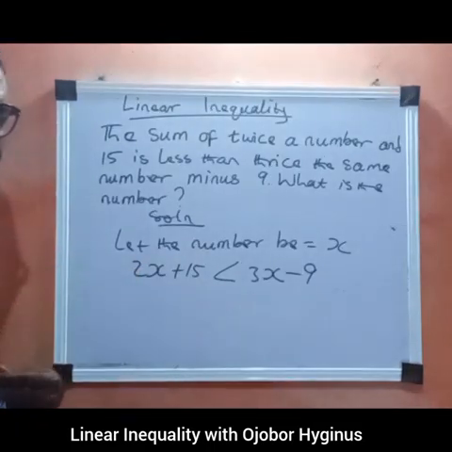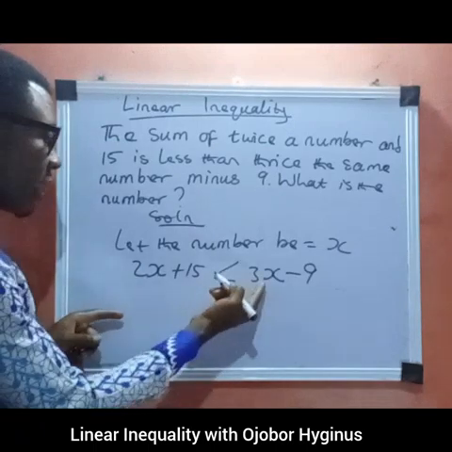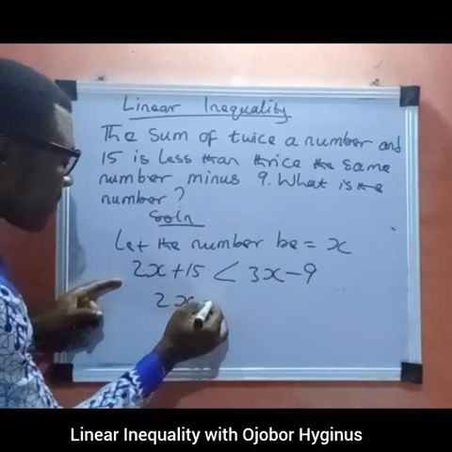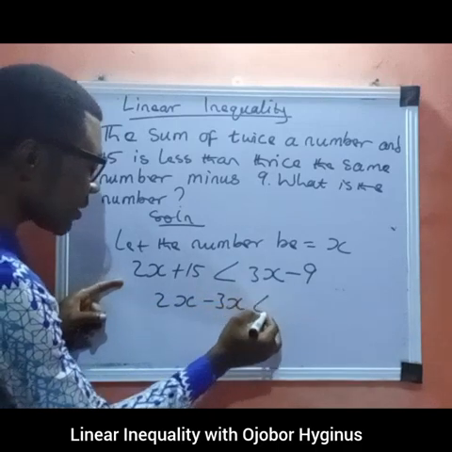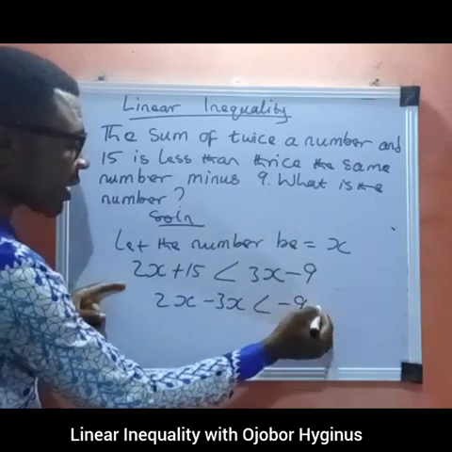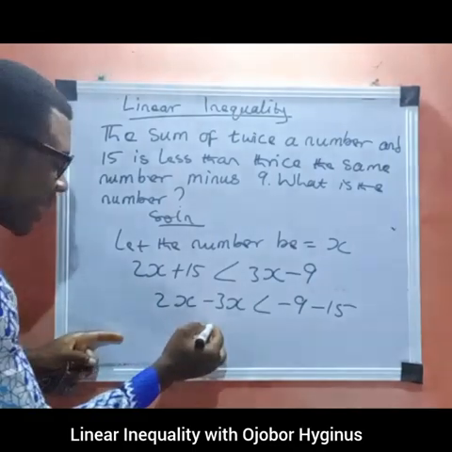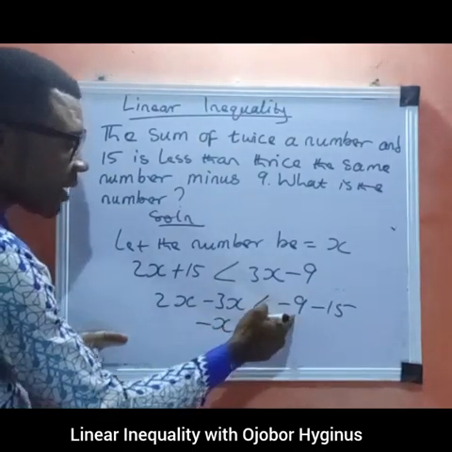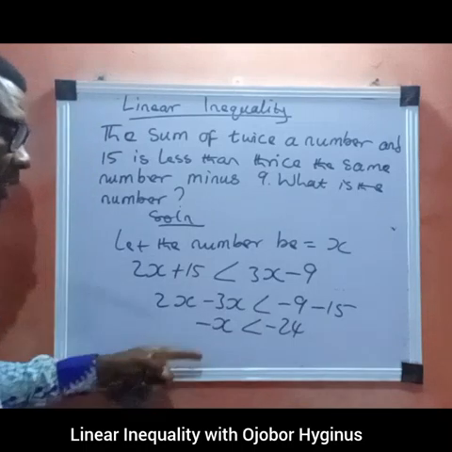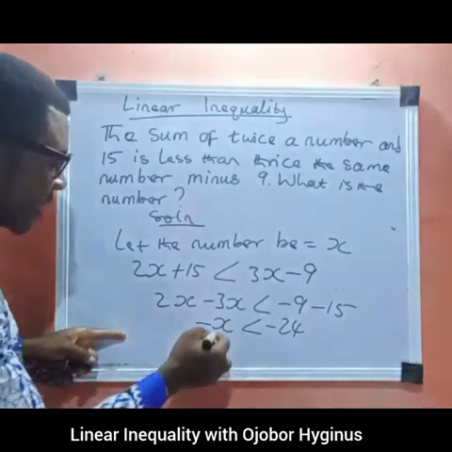You see, we have created an inequality with this. So what did we say we do? We collect like terms. So we can move this 3x to come and meet 2x here, so that we have 2x minus 3x is less than minus 9. We move this 15 to come and meet minus 9 here. It becomes minus 15. 2x minus 3x will give us minus x is less than minus 9 minus 15 will give us minus 24. And of course, we cannot leave it like this. We have to multiply both sides by minus 1 or divide both sides by minus 1. Let's divide this time around.